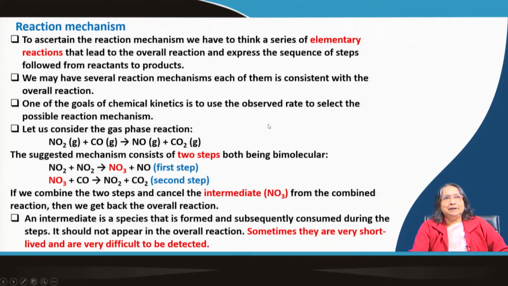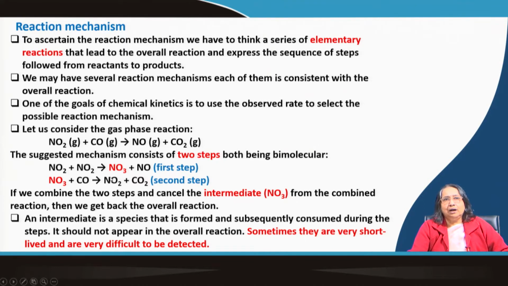So, for example, this is one reaction written again: NO2 plus CO gives NO plus CO2, a gas phase reaction. Now, the suggested mechanism consists of two steps. In the first step, NO2 gives NO3 plus NO. Then in the second step, NO3 plus CO gives NO2 plus CO2. And NO3 is the intermediate. NO3 is not there in the actual reaction. If NO3 is produced, it has to be consumed also. In between it is formed, but it should be consumed. Here it is consumed.